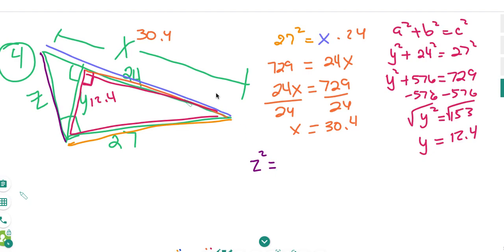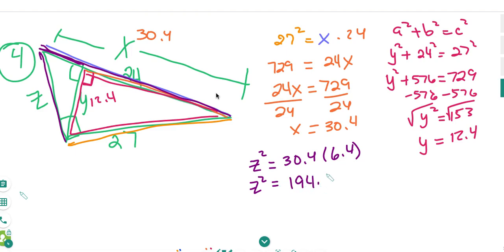the entire hypotenuse, which is 30.4, times the small part of the hypotenuse that is touching the leg. So that means we're going to need to subtract 24 from 30.4, which is going to give us 6.4. We're going to multiply that. Z squared is going to equal 194.56. And then you would square root that, and z is going to equal 13.9.